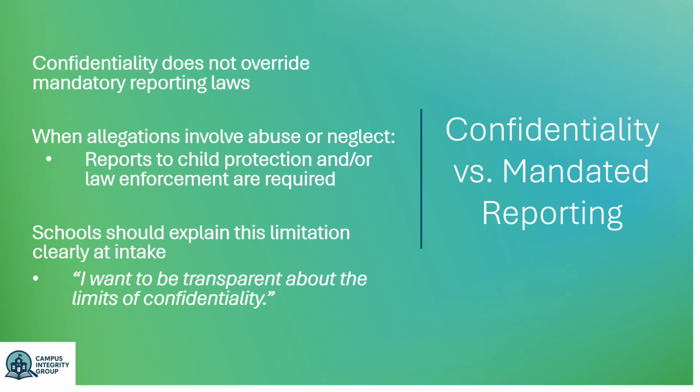This is a critical point. Confidentiality never overrides mandatory reporting laws. When allegations involve abuse or neglect, schools and staff are legally required to report, even if the student asks that no one be told. Being transparent about this limitation early helps preserve trust.